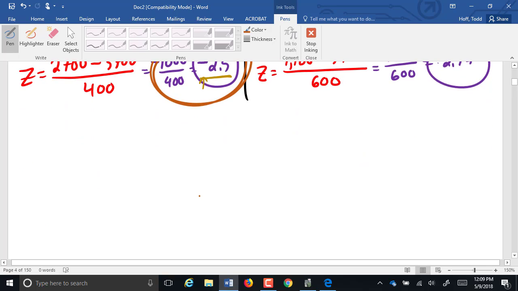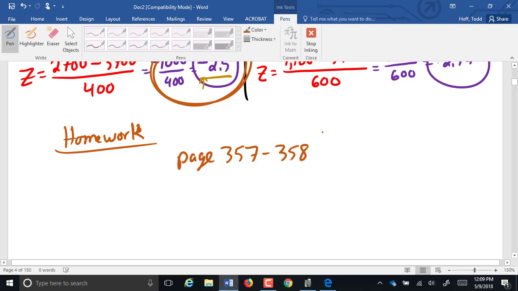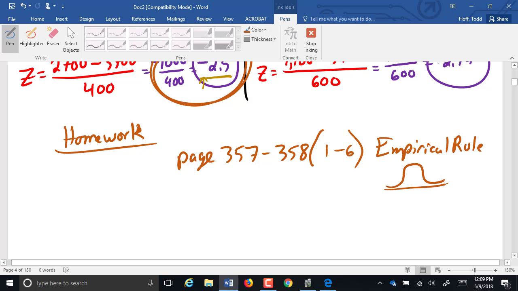Okay, so since we only have a few of you in here, we'll cut you off a little bit early today. Homework. The first one is going to be page 357 through 358. I'd like you to do all 1 through 6 there. That's going to be on that empirical rule, which is the bell curve and those percents. And then page 359, 1 through 11, you can just do the odd there if you'd like, and that is the z-scores.